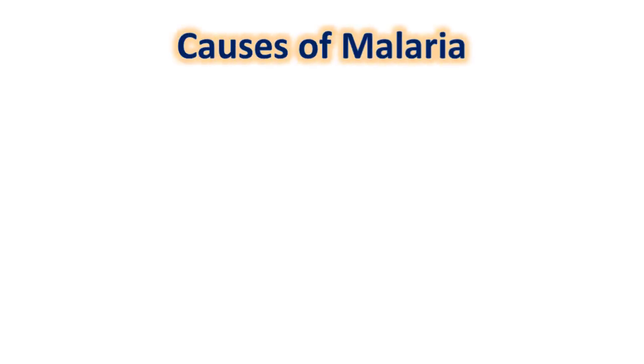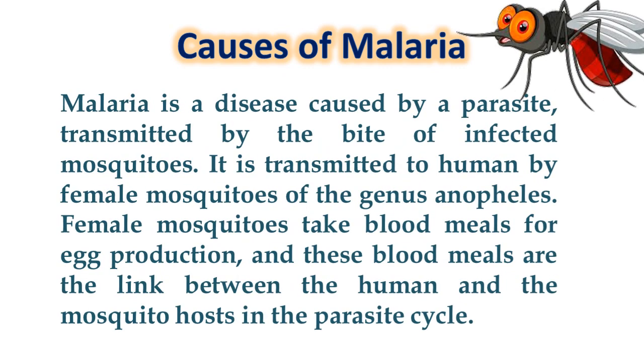Causes of malaria. First of all, let us learn about a disease called malaria and the causes of this disease. Malaria is a disease caused by a parasite transmitted by the bite of infected mosquitoes. It is transmitted to humans by female mosquitoes of the genus Anopheles. Female mosquitoes take blood meals for egg production, and these blood meals are the link between the human and the mosquito hosts in the parasite cycle.